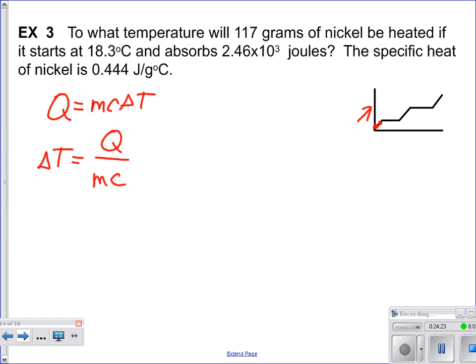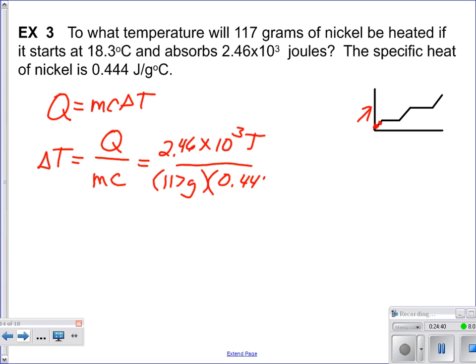So as I start plugging in, I'm going to say 2.46 times 10 to the third, that's in joules, divided by my mass of 117 grams. And I'm also dividing it by my specific heat, which is given to me as 0.444 joules per gram degrees Celsius. Hopefully you guys can all look at this and say, well, these grams cancel, joules cancel. You've got 1 over degrees Celsius, which flips up to the numerator, so you've got your answer in degrees Celsius, which you would expect.